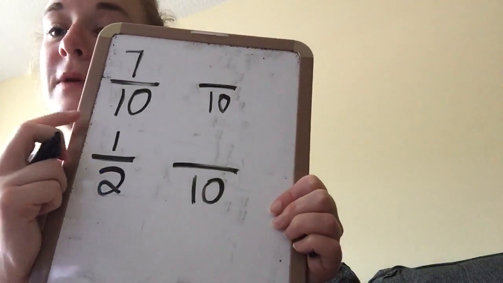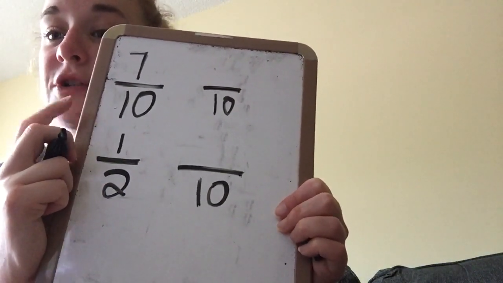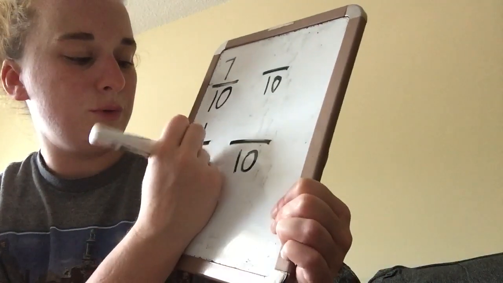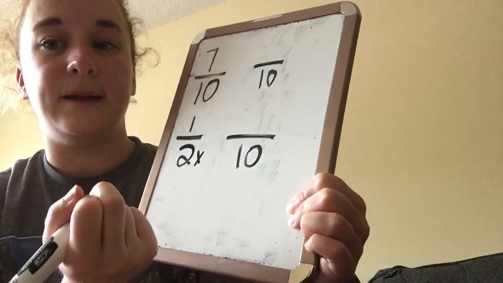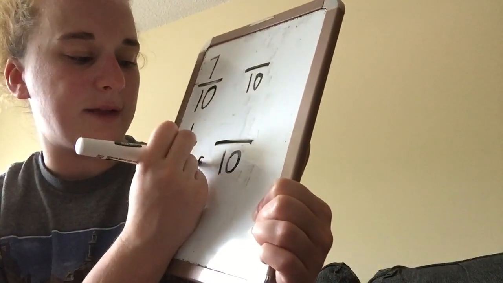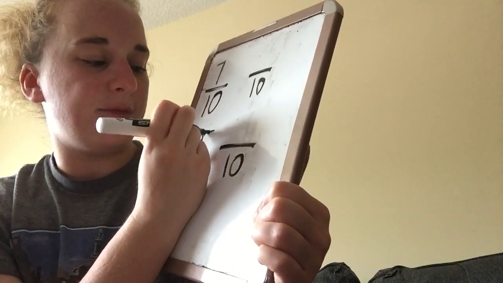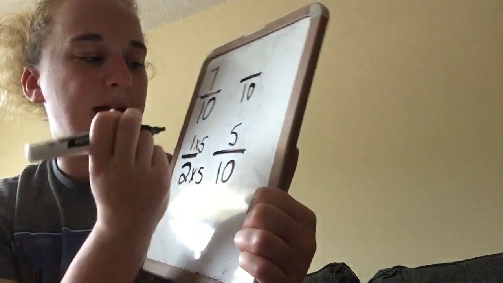Now remember, to find equivalent fractions, what we do to the bottom, we have to do to the top. So I'm going to do 2 times something gets me to 10. So 2 times 5 gets me to 10. What I do to the bottom, I have to do to the top. So 1 times 5 is 5, so that gives me 5/10.